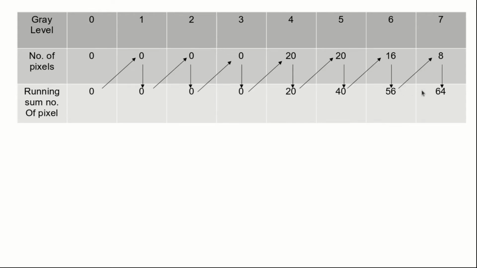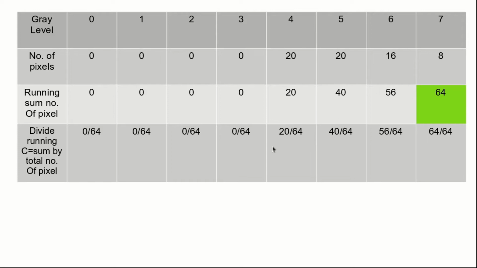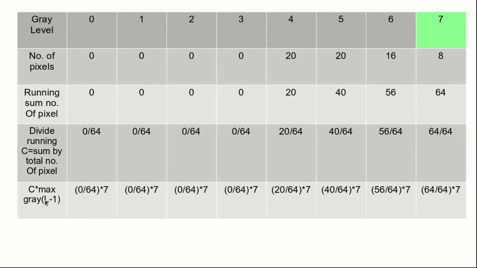Now the fourth row is about dividing the running sum by the total number of pixels. As I have said, look at the previous row's last cell, that is 64. So divide all of the numbers in the previous row, that is the running sum, the number of pixels, by 64. That's it.